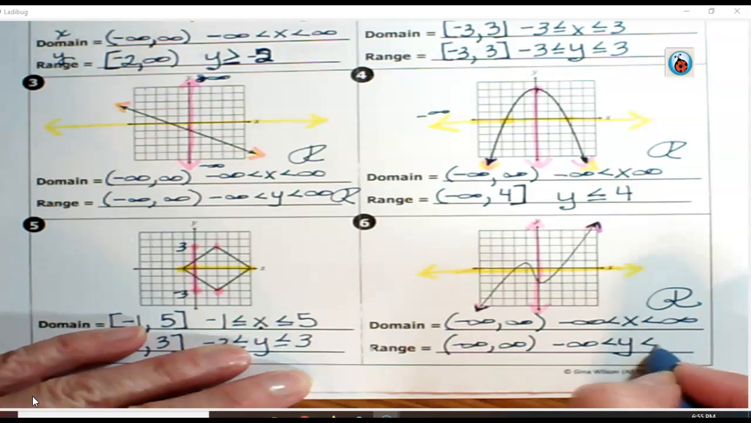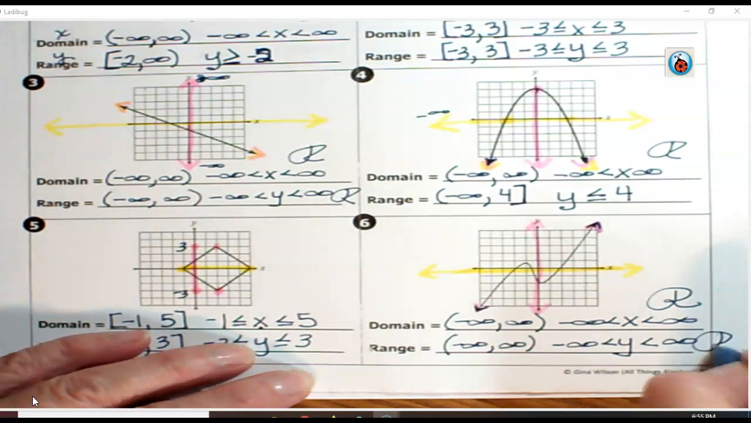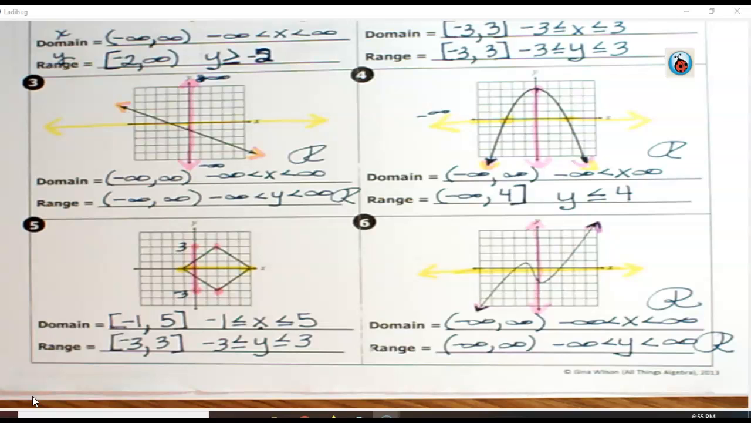Don't forget to switch it to a y. So both of these are all real numbers. We're going to do one on the back that's a little bit different. Okay, I'm going to stop right here.